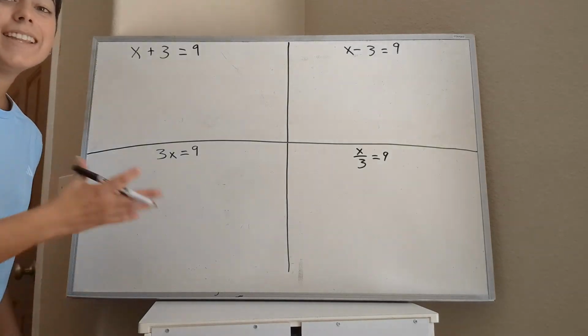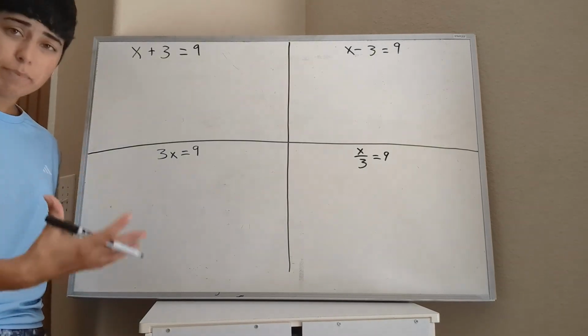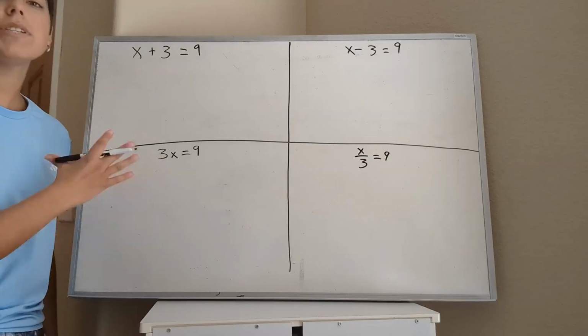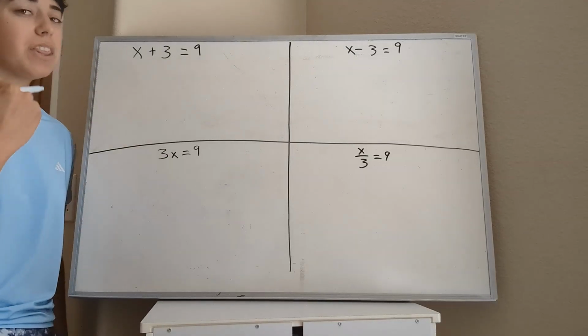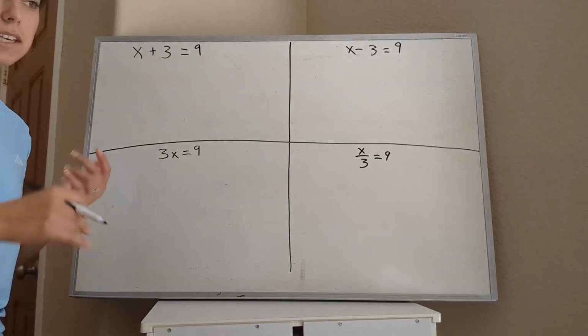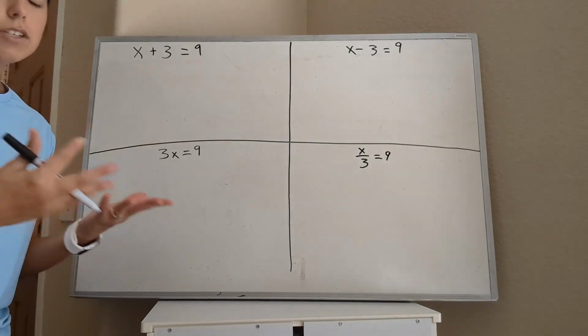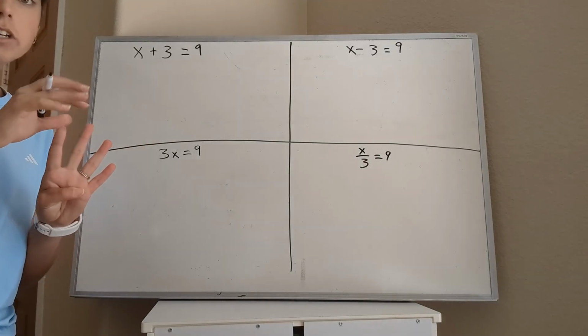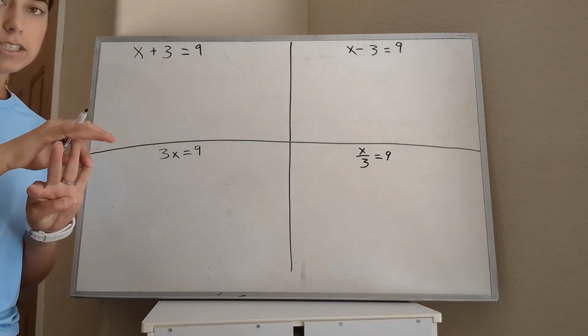Hey guys, in this video we are going to review one-step equations. Now before we do one-step equations, let's go over the operations. That's basically the math that's happening. So there's four operations: addition, subtraction, multiplication, and division.